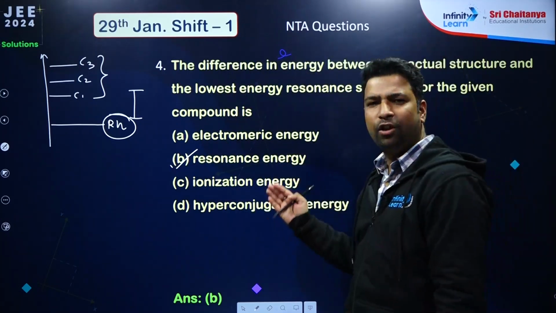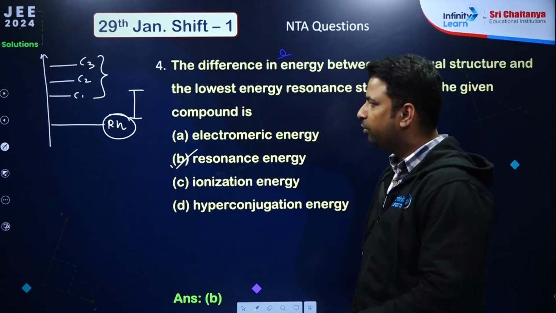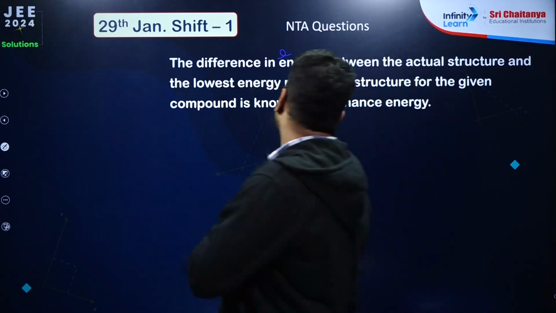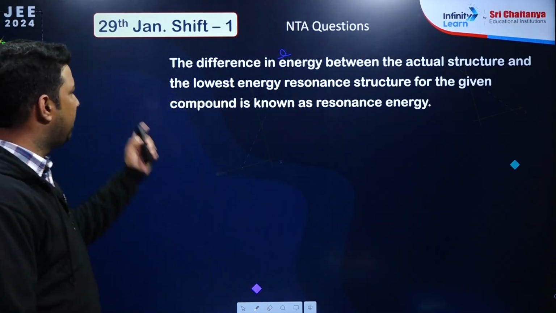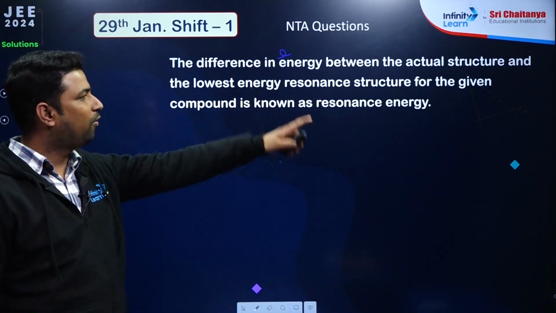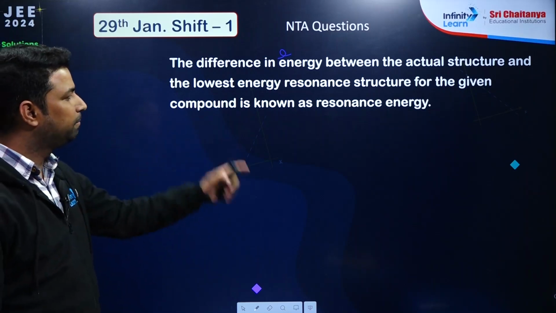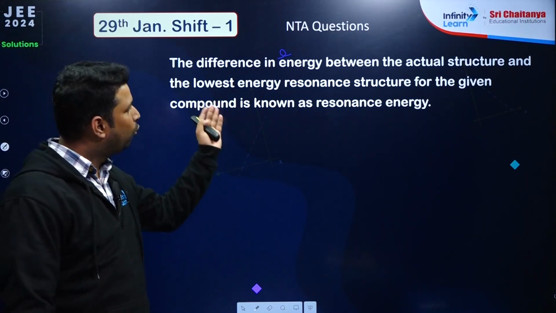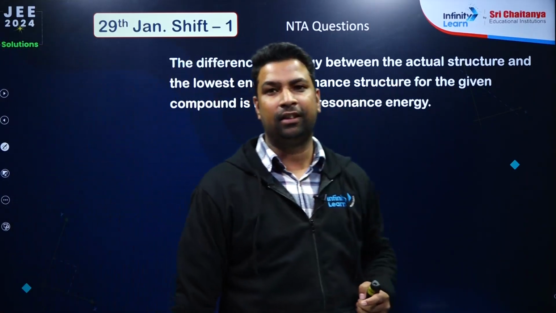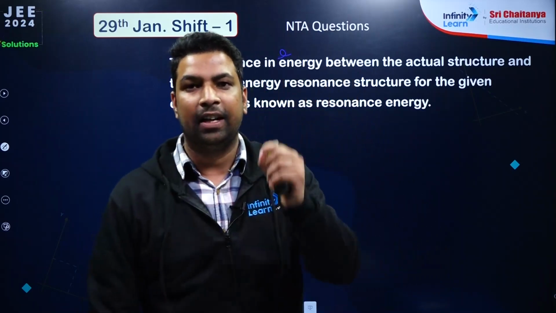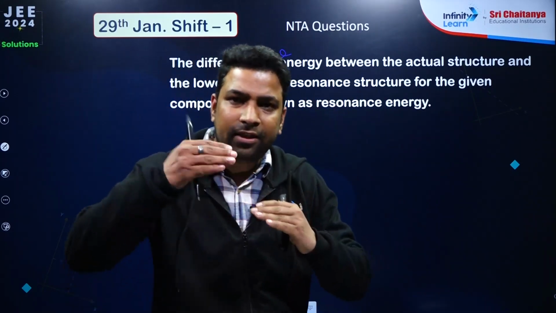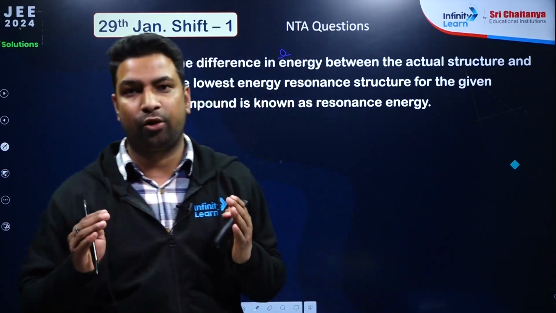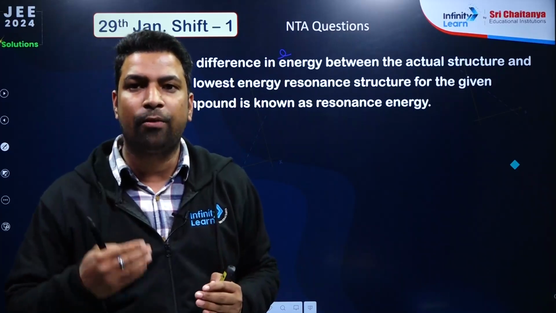It is just based on the definition of resonance energy. So it was quite an easy question. The difference in energy between the actual structure and the lowest energy resonance structure for the given compound is known as resonance energy. The lowest energy resonance structure is your final resonance hybrid, because the other canonical forms are drawn based on the probability of overlapping.